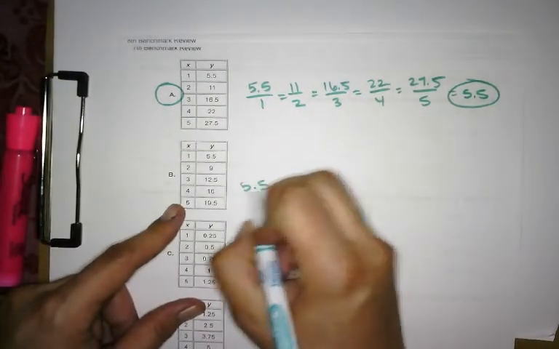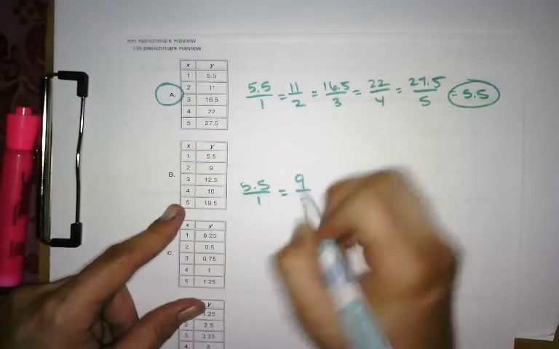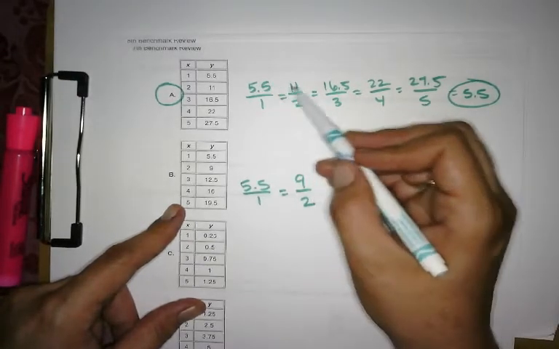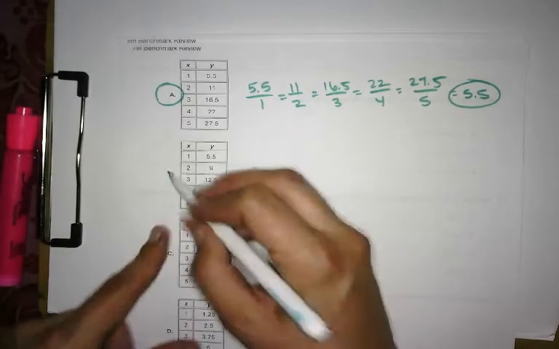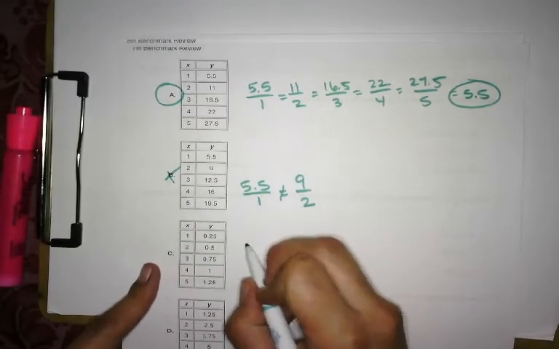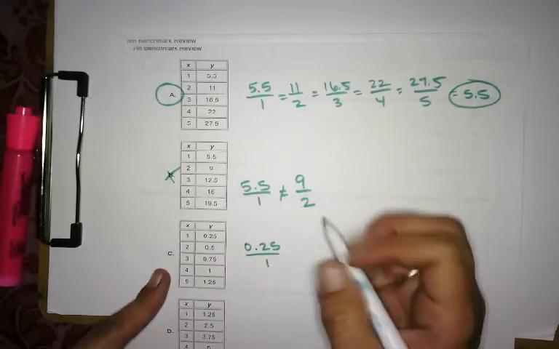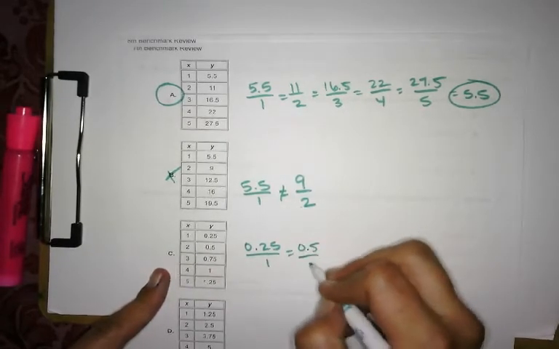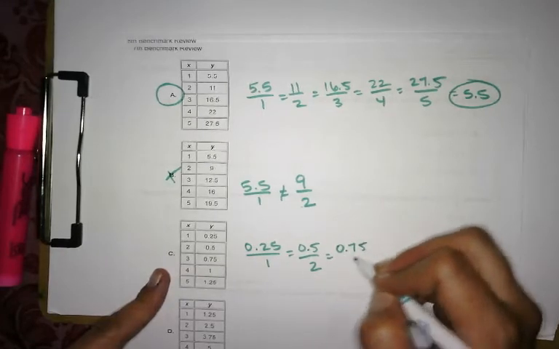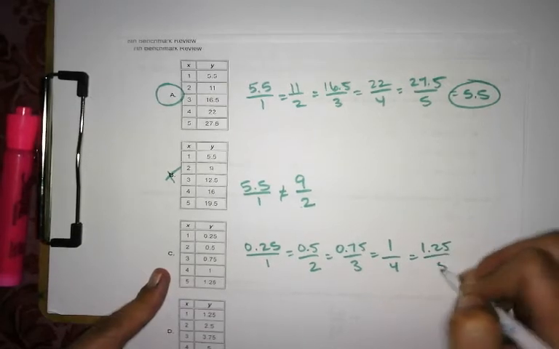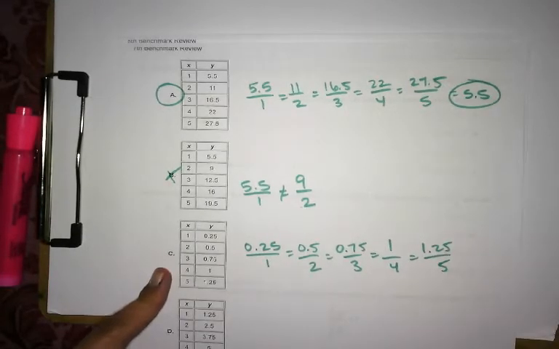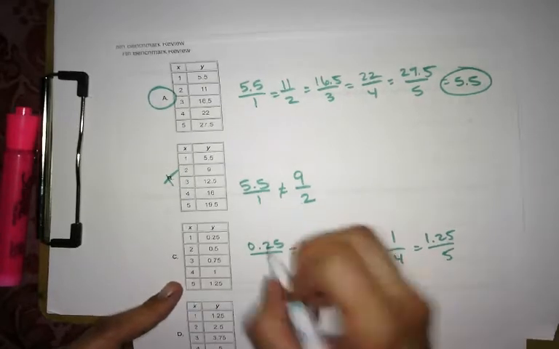This 5.5 over 1 is the same as 9 over 2. That is not true. Here I could multiply by 2 to turn it into 11, but here I can't, right? It's not going to work that same way. So this is a no. 0.25 over 1 is the same as 0.5 over 2, which is the same as 0.75 over 3, same as 1 over 4, 1.25 over 5, which is true. If I take each one of those and divide them, I do end up with that 0.25 at the beginning.